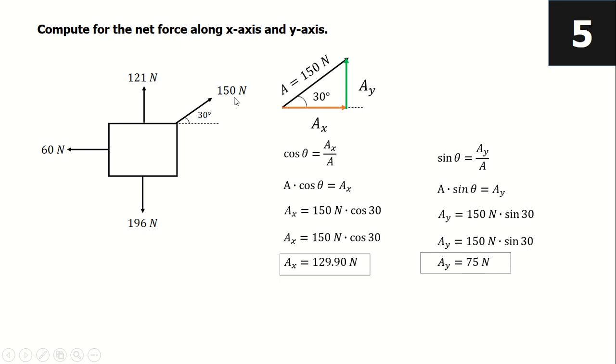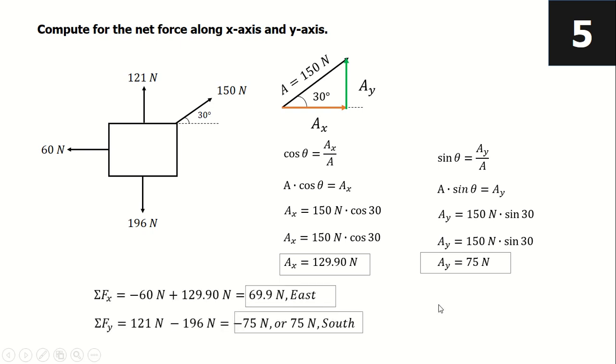So again, it is not the 150 that you will sum with the 60 newtons if you want to do the summation of forces along the x, but the x component only. Showing the calculation, you have a negative 60 plus the positive 129.90, which is the AX. The sum will be 69.9 newtons. The net force along the x is 69.9 newtons directed to the east.